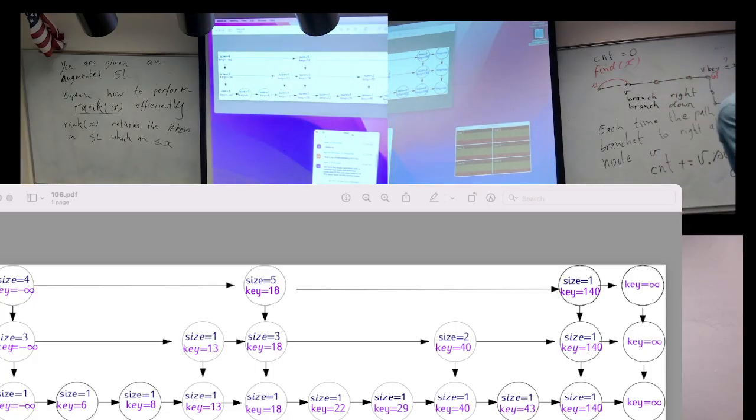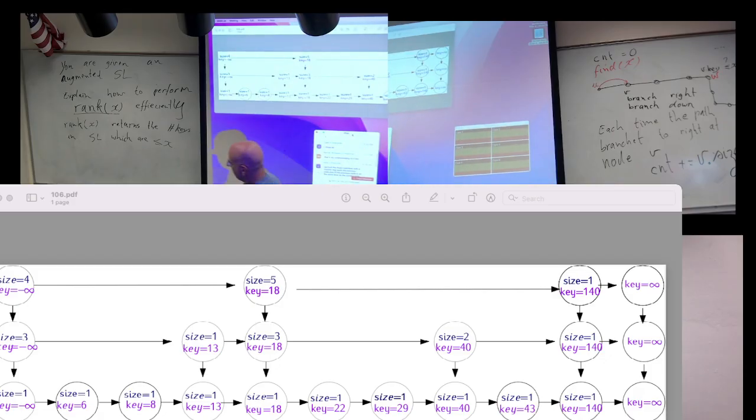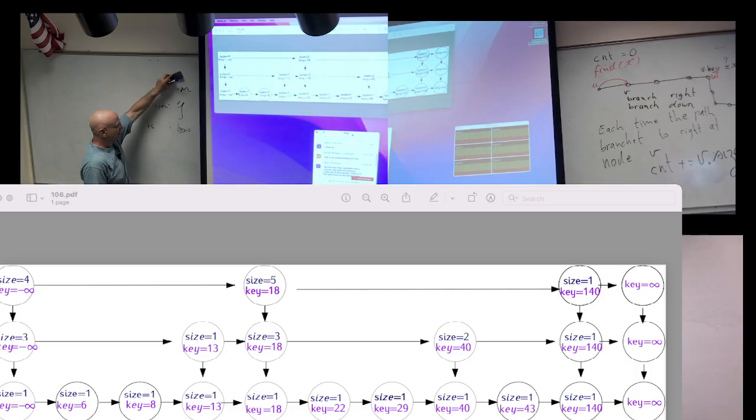Make sense to everybody? People, make sense? Excellent. Now I want you to tell me, how much time does it take? Well, depending on the skip list, but if the skip list is well behaved, which is almost always the case, then it's log n. It barely changes the time of the find.